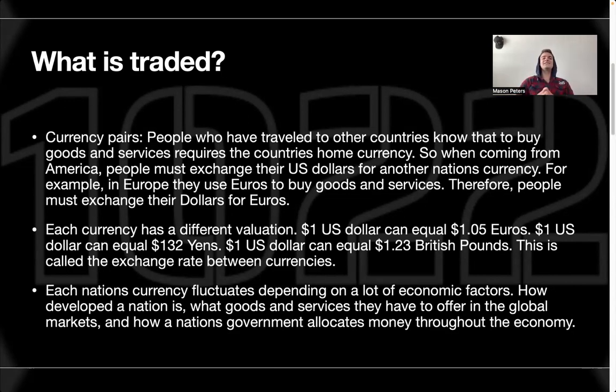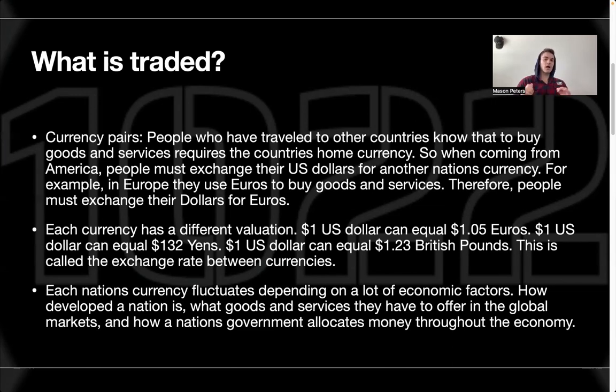Each currency has a different valuation. 1 US dollar could equal 1.05 of another currency. 1 US dollar could equal 132 yen. 1 US dollar could equal 1.23 British pounds. And this is called the exchange rate between currencies.